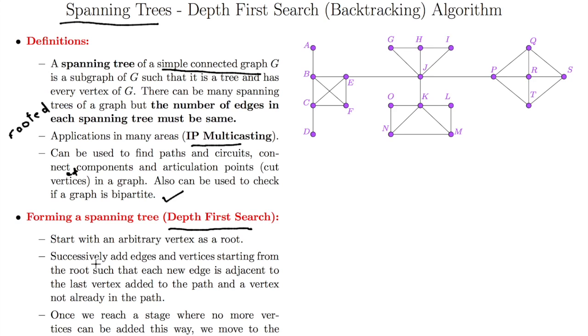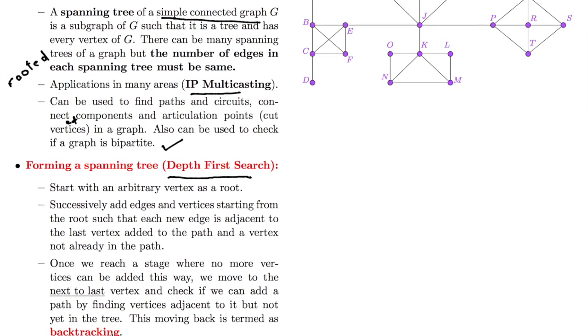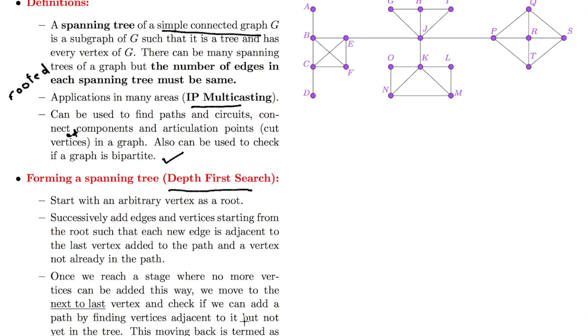Okay, and then we successively add edges and vertices starting from the root, such that each new edge is adjacent to the last vertex added to the path, and to a vertex not already in the path. So I will keep on adding vertices until the vertex I am currently on has no adjacent vertex that is not already added. Then once we reach a stage where we cannot find any more vertices, we move back. So we move next to the last vertex and see if we can add a path by finding vertices adjacent to that vertex, not in the tree, of course.